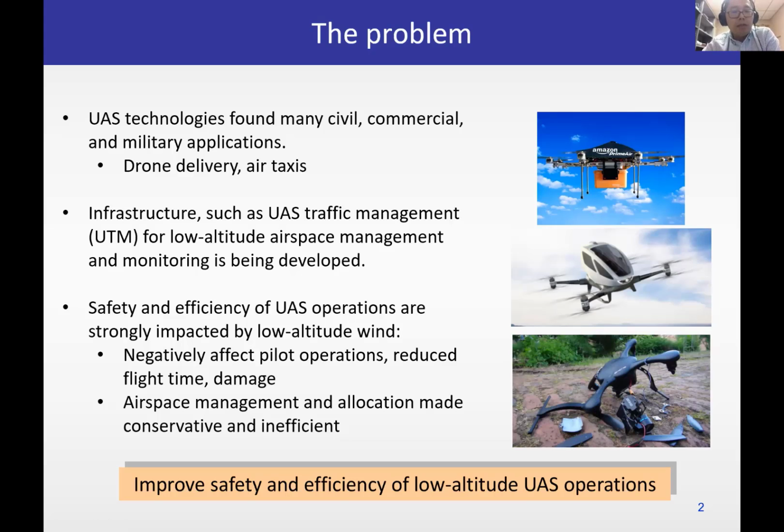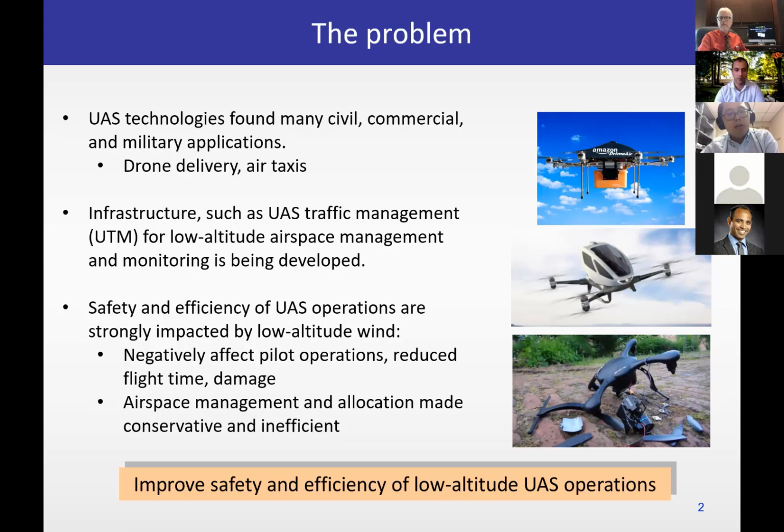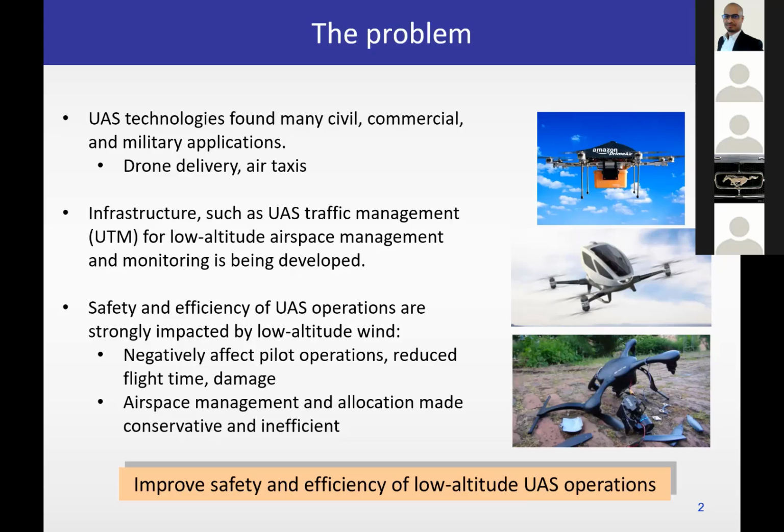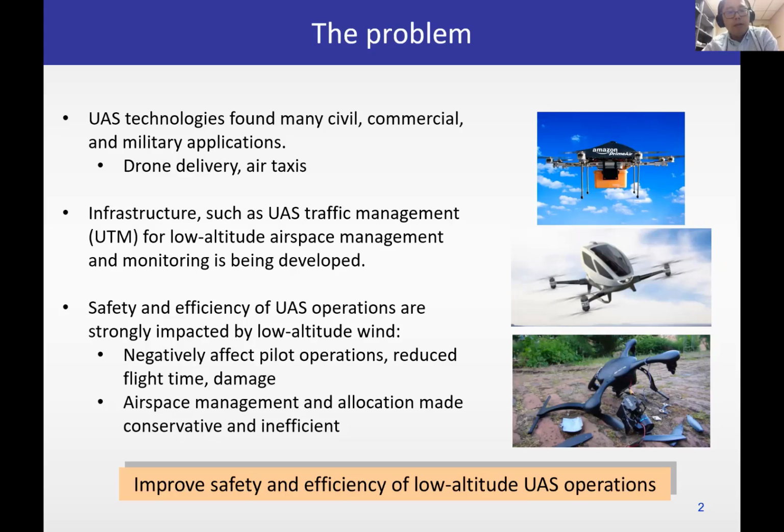Also, the wind could make your airspace management solution more conservative, because if you don't know much about the wind, you cannot predict the trajectories of the small UAS. Then you have to allocate a very large, very conservative airspace for that aircraft to finish its mission before you can allocate that same space to other aircraft. So a lot of limitations now are due to a lack of knowledge of wind and how to predict the trajectories of the UAS in the presence of wind.